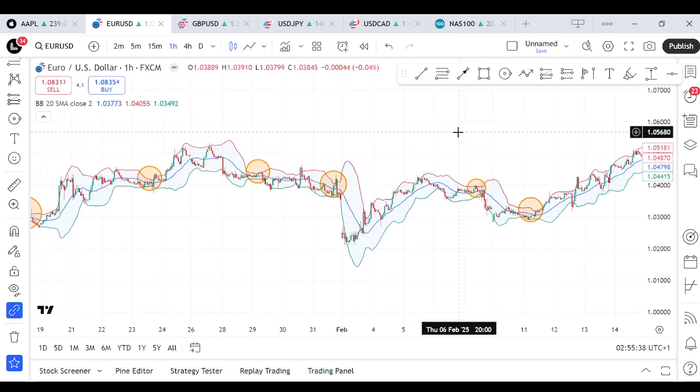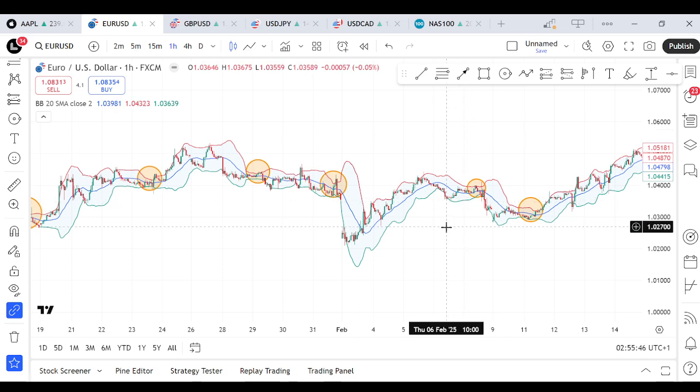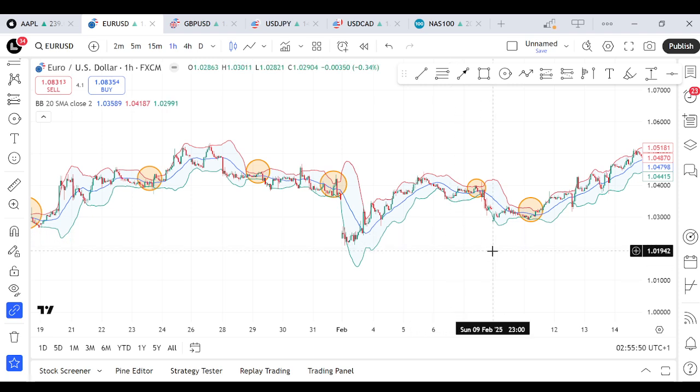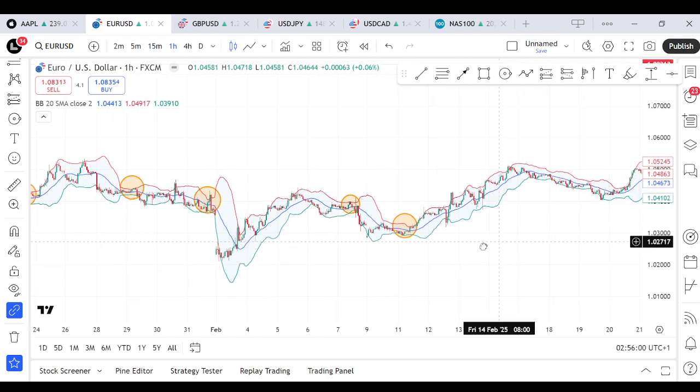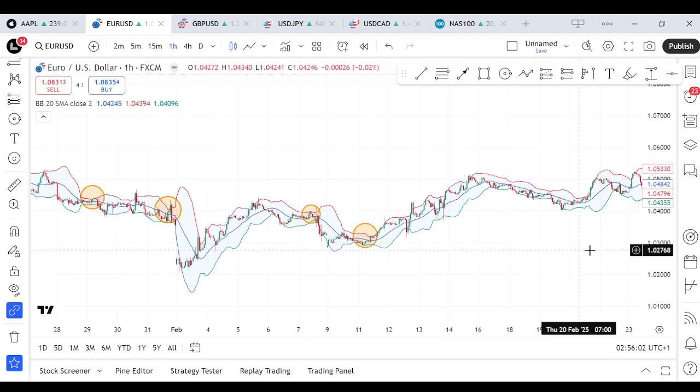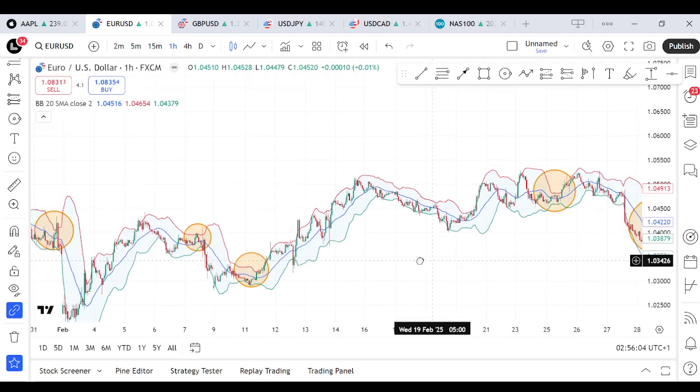So Bollinger Bands are not standalone indicators. Combining them with price action analysis enhances their effectiveness. Observing candlestick patterns near the band, such as engulfing candles or pin bars, can confirm signals and improve your decision making. This approach ensures you're trading based on reliable setups rather than random fluctuations.